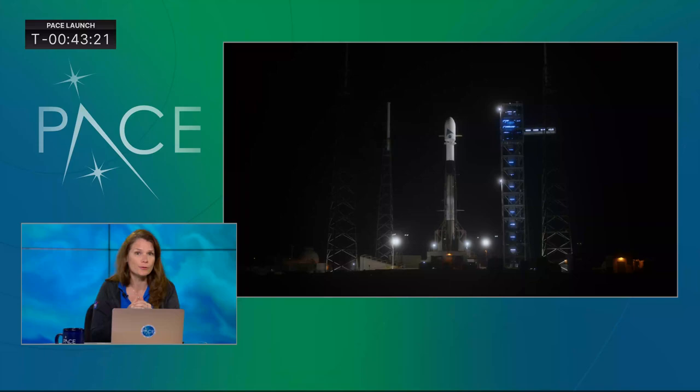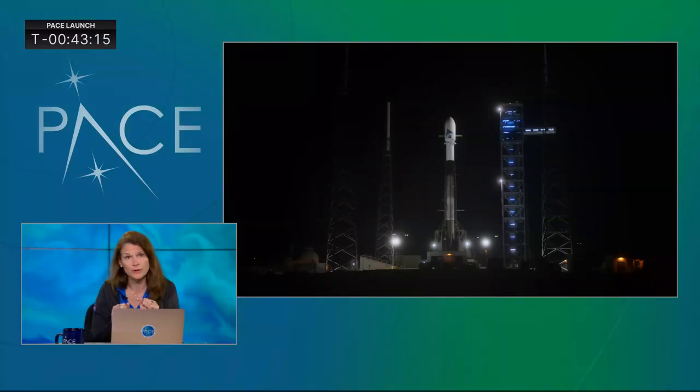Very important for cloud formation. And there are different types of aerosols. And so PACE is going to have two polarimeters looking at our atmosphere. And these aerosols are really critical for climate regulation. And it is one of the biggest uncertainties we have when we look at climate models.